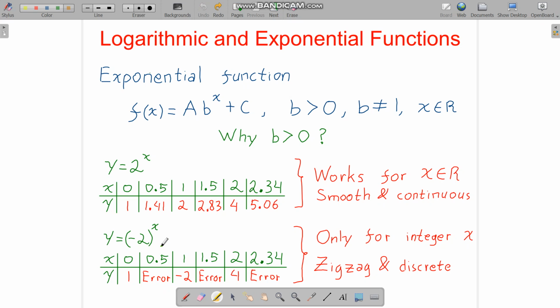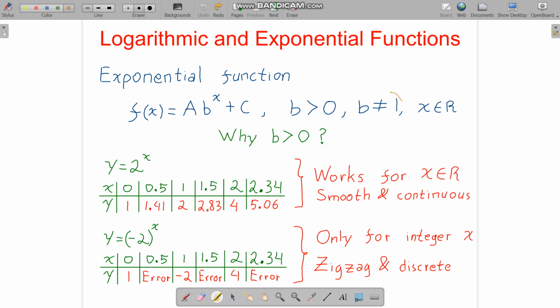So this means if we use a negative base, we can only use integer x, like 0, 1, 2, 3, or minus 1, minus 2, minus 3. And if you look at the pattern, it goes from 1 to minus 2 to 4, so it's not an obvious pattern, zigzagging plus minus plus minus. So we call this discrete. It is not continuous like in this positive base case. So that is why we don't use a negative base.